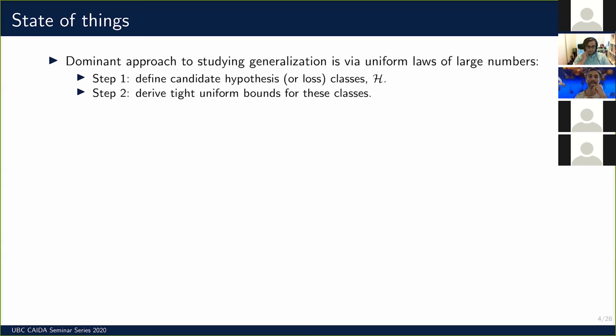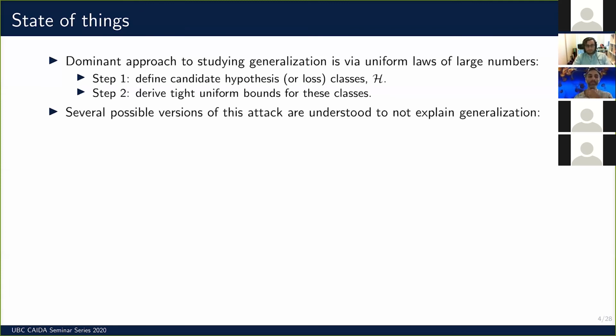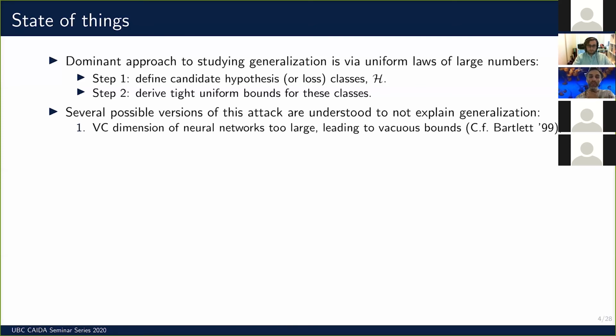All right, so these two steps: defining candidate hypothesis classes, like notions of simplicity, and we might be interested in, say, norms because there is implicit regularization thought to be going on, and maybe SGD is somehow controlling one of the norms as it's optimizing the empirical risk, right? At the same time, people are seeking out tight uniform bounds for these classes. Now, there are several possible versions of this sort of attack out there, and none of them at the moment explain generalization, in my view.